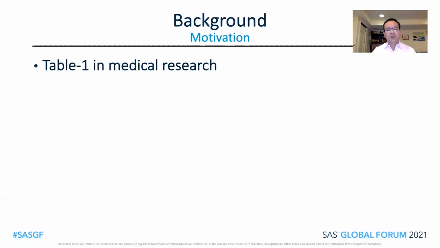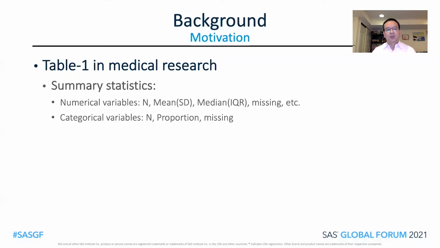So in medical research, whenever there is a patient population involved, usually you need a table one first. And this table one is dedicated to summarizing all the information about your population. For example, you want to know the summary statistics about numerical variables. Usually this is the number of patients, mean, standard deviation, median, range, or sometimes even the number of missing values. For categorical variables, it's often frequency and proportion and the number of missing values as well.